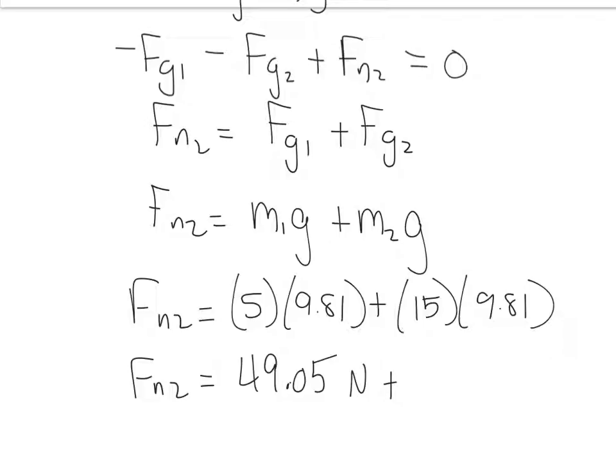What is that going to give us? What do we get from 15 times 9.81? 147.15. Yes. Awesome. Summing those together, giving us 196.2.